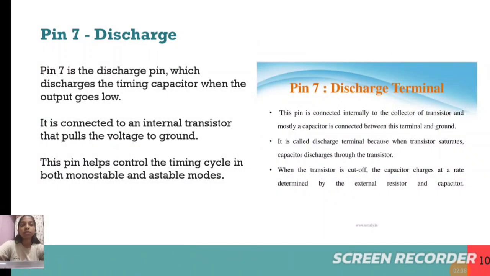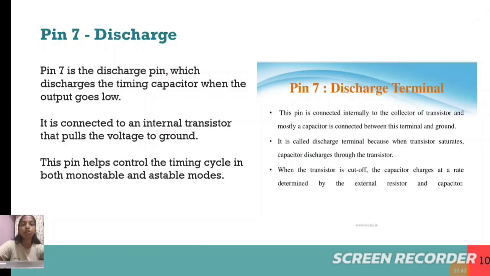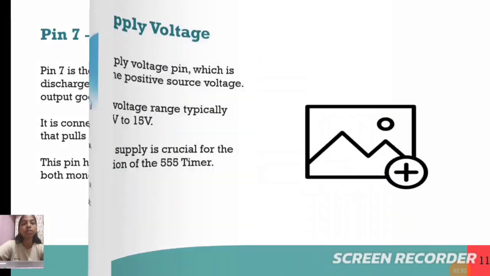And the seventh pin is the discharge pin, which discharges the timing capacitor when the output goes low. It is connected to an internal transistor that pulls the voltage to ground. This pin helps control the timing cycle in both monostable and astable modes.